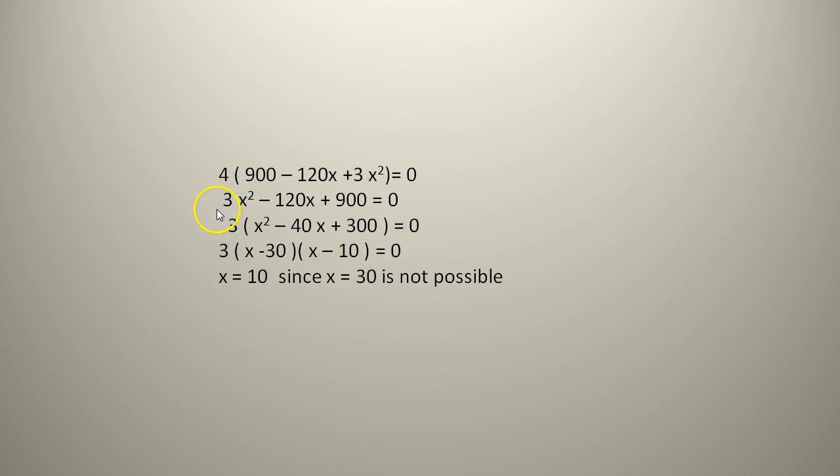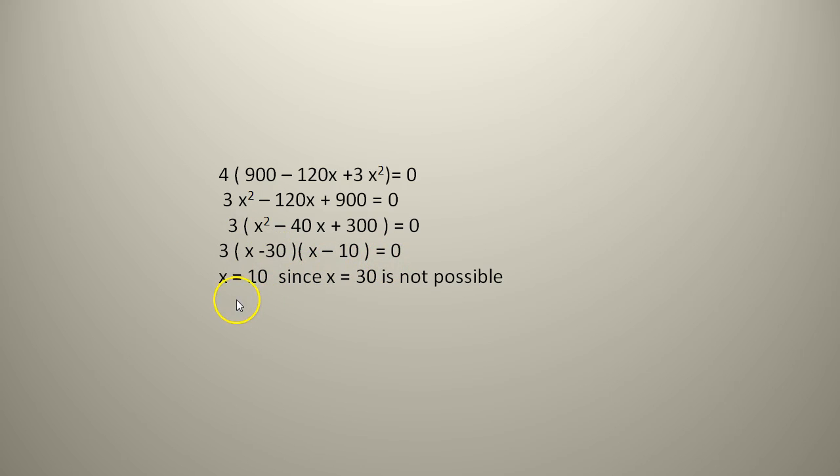Divide by 4, you get 3x squared minus 120x plus 900 equal to 0. I am just rearranging the terms here. Take out the 3, you get 3 into x squared minus 40x plus 300 equal to 0. You can factorize x squared minus 40x plus 300 to x minus 30 into x minus 10. So we get 3 into x minus 30 into x minus 10 equal to 0.